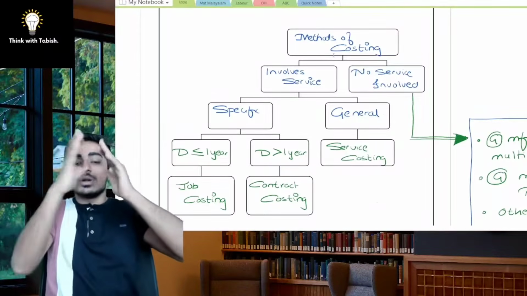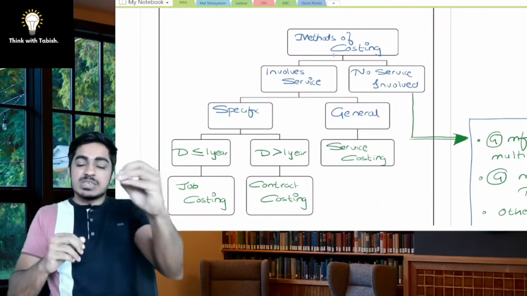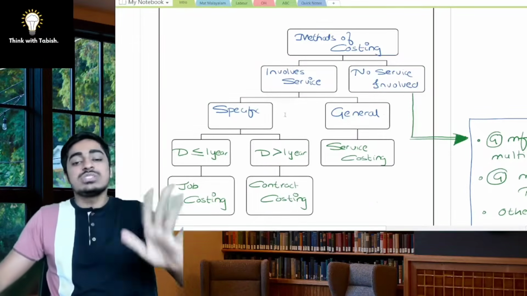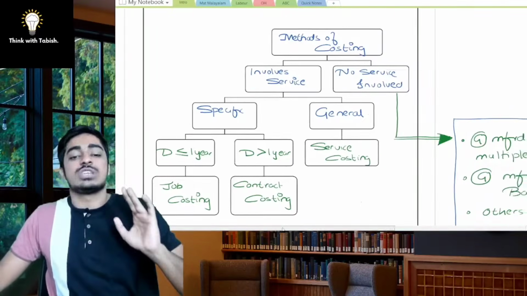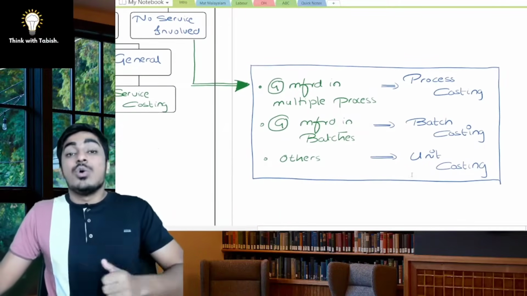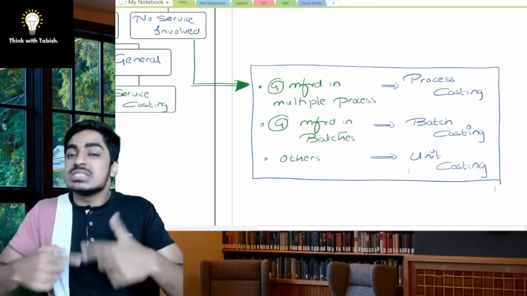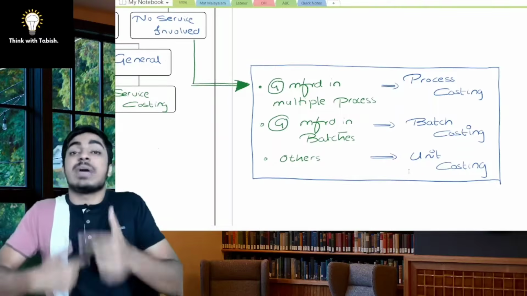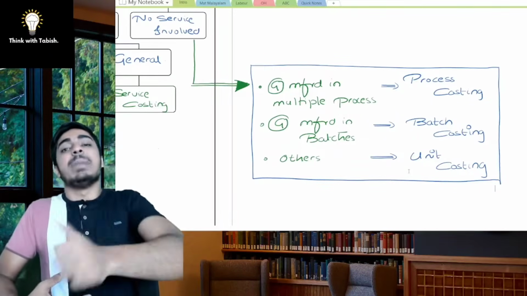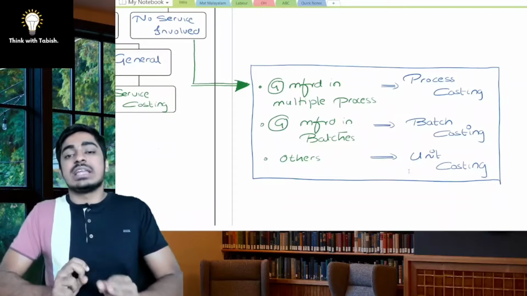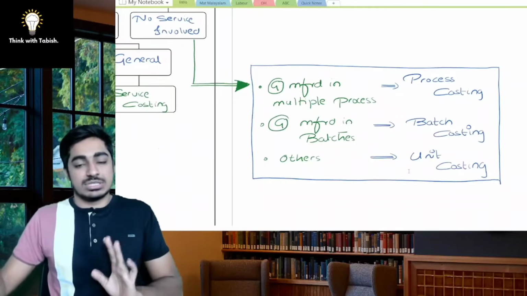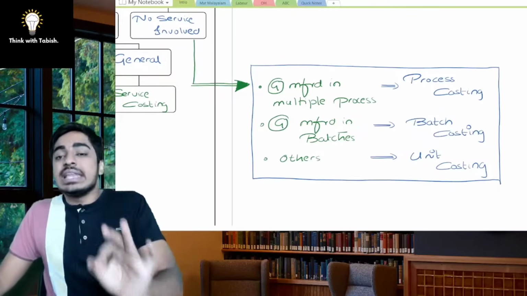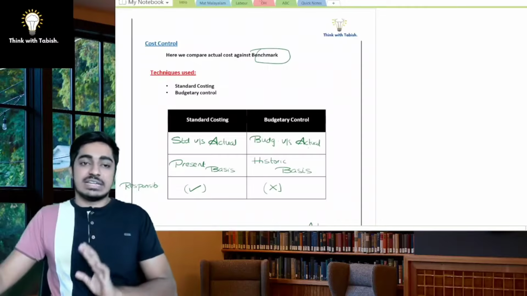Service is involved: general service, service costing; specific service, up to 1 year, job costing; more than 1 year, contract costing. If no service is involved, it is only goods which we are providing. We ask whether goods are manufactured in multiple processes. If yes, process costing will be applied. If no, we ask whether the goods are manufactured in batches. If yes, batch costing will be applied. If none of them is relevant, then we will be applying unit costing. Clear? These are the 6 methods of costing for cost ascertainment.